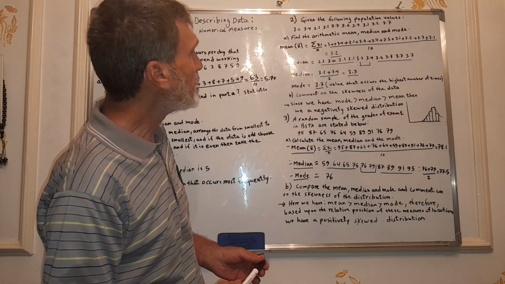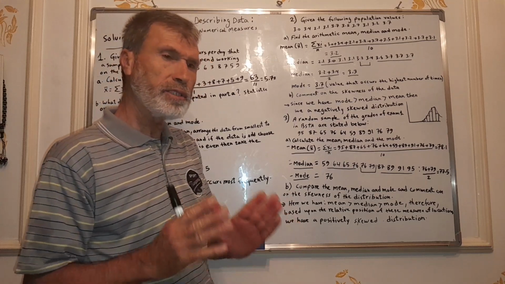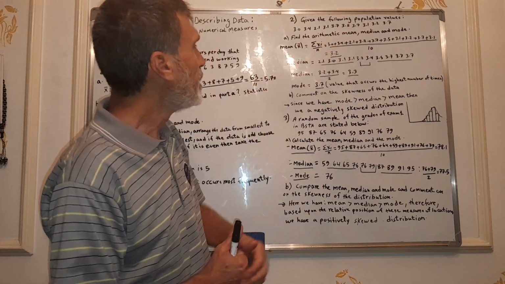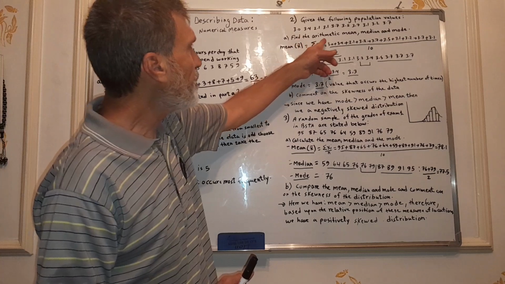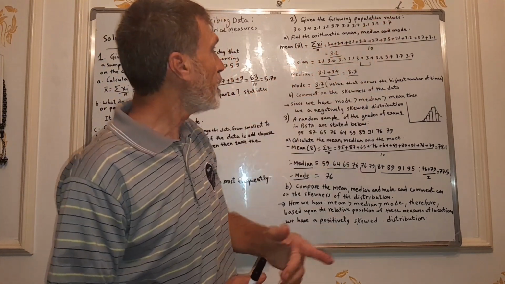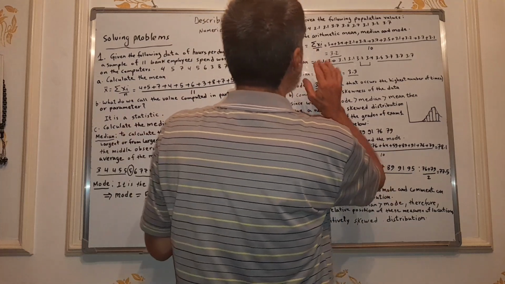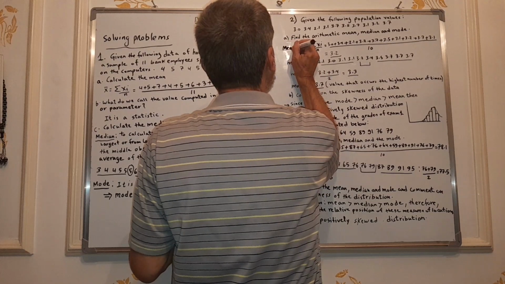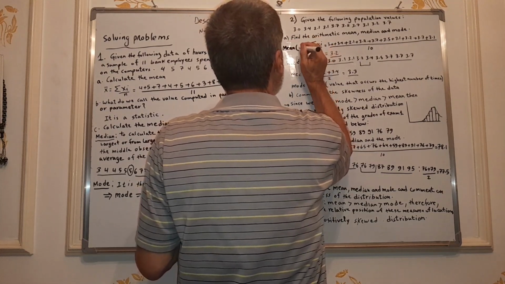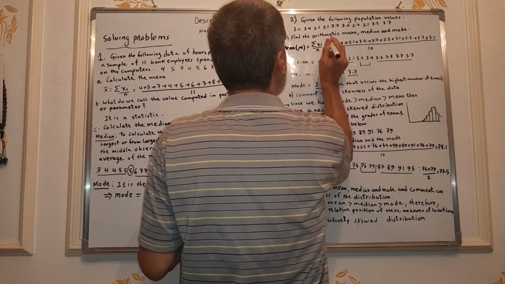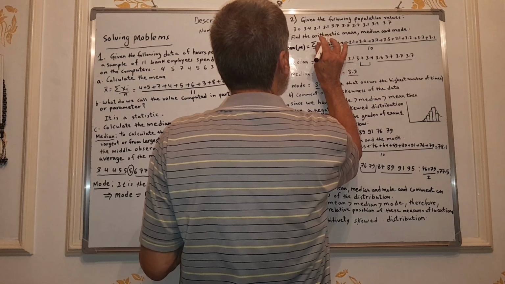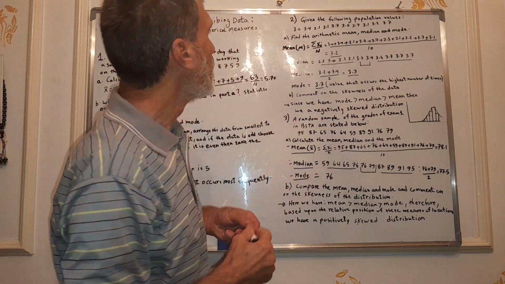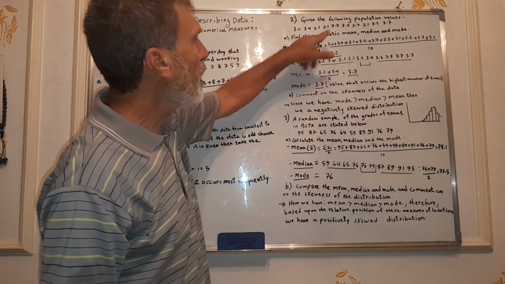Now we move to problem 2. Problem 2 says, given the following population values. So now the question is telling us that we have a population. Okay, and these are the values. Now the first question: find the arithmetic mean, median, and mode. Okay? Now, of course, here we have to use the mu because we have a population.